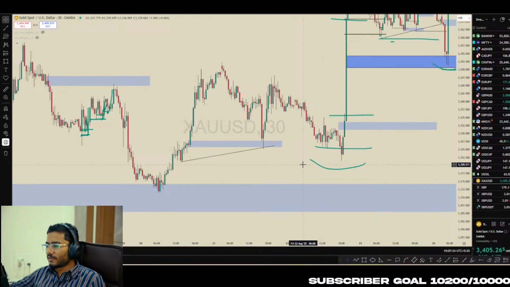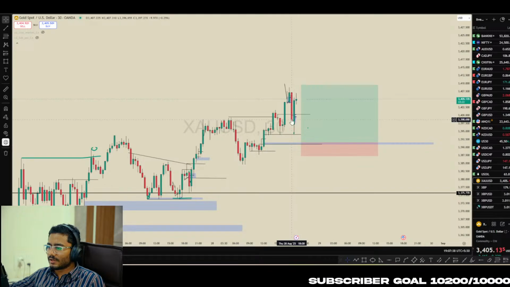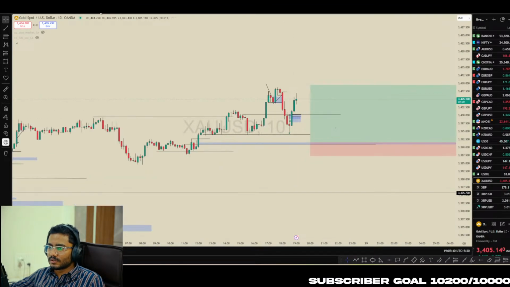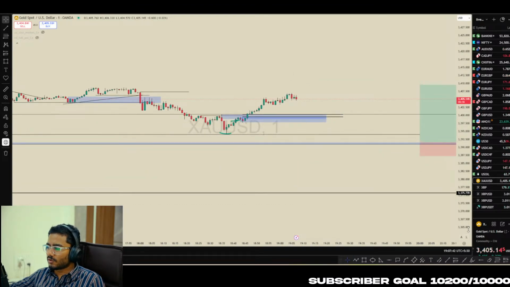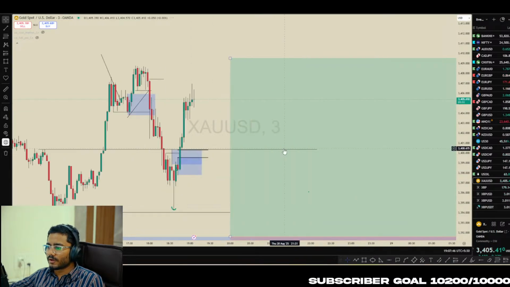So I think 30 minutes is the best time frame to mark order blocks, but in most cases I don't use any time frame. This time frame is like a zoom tool for me. If something is not clear, then I'll switch to a higher time frame. That's it.